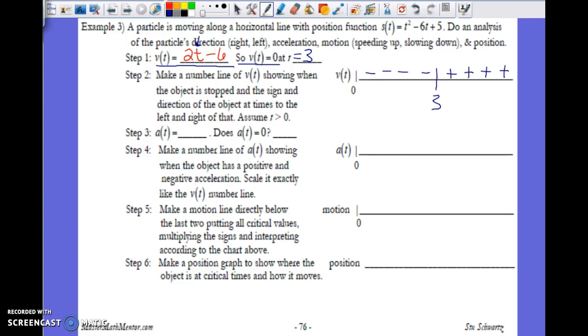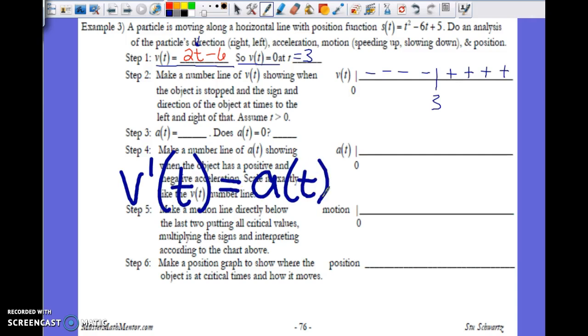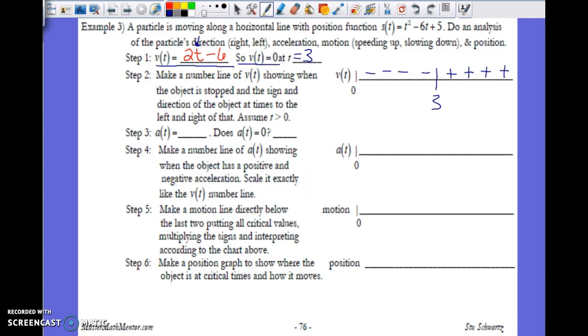Next, take the derivative of velocity, and again, when we have v of t, the derivative of v of t equals the acceleration with respect to time. So when you take the derivative of 2t, it's just simply 2. And so where does a of t equal 0? It doesn't. It's a constant. a of t will not equal 0. And because a of t is positive, the acceleration is going to be positive everywhere, because the acceleration is 2 everywhere.